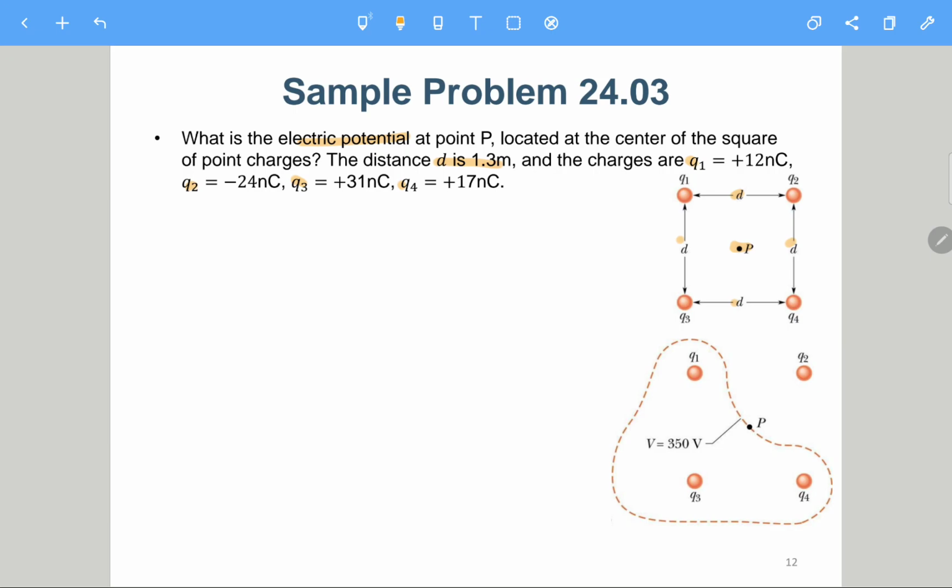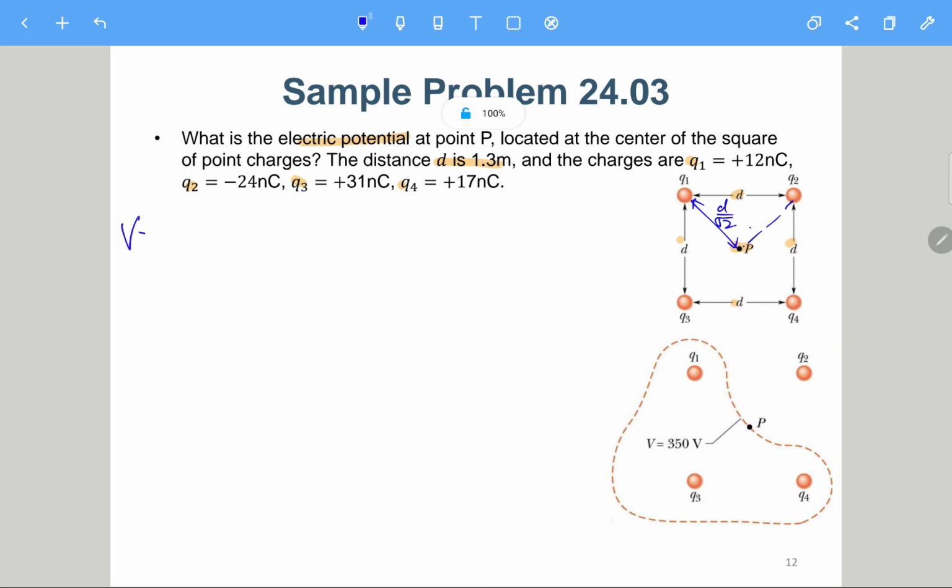So actually, you can see that this is d. So the distance between each charge and point P will be d over square root of 2. So it is a very simple geometric problem. So d over square root of 2.